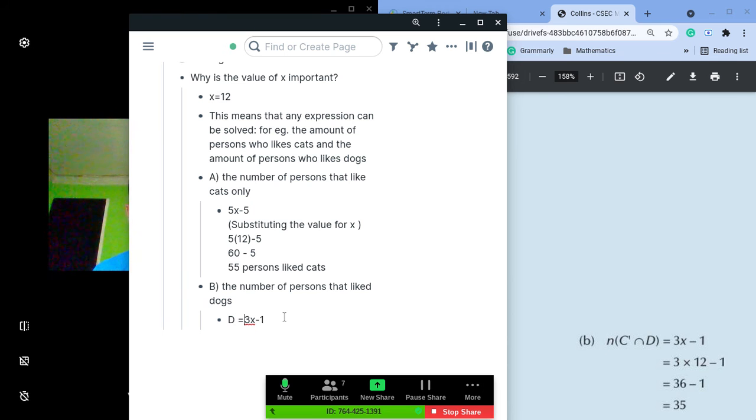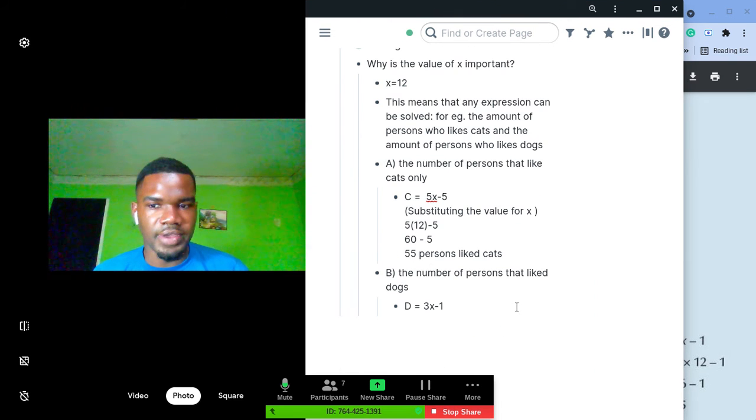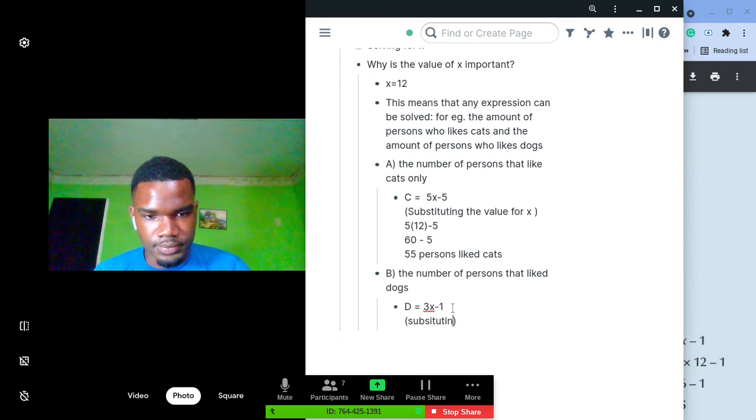So, yeah, that's fine. If you wanted to say D is equal to dogs and C is equal to cats, that's totally fine, because that's from the Venn diagram, which is true. So, let's continue now. Substituting the value of x, we get D is equal to 3 times 12 minus 1.